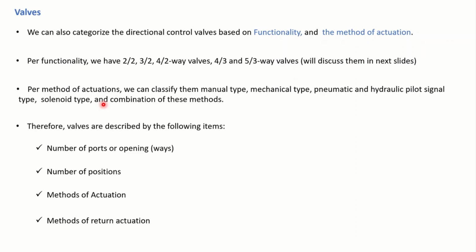And what is the method of actuation? Are we using, let's say, manual actuation? Are we using mechanical actuation or electrical actuation? And what is the return method? What is the method of basically returning the directional control valve to its normal position? Okay, so these are the things that we have to consider when we are choosing a directional control valve, and these are generally used for basically classifying directional control valves.